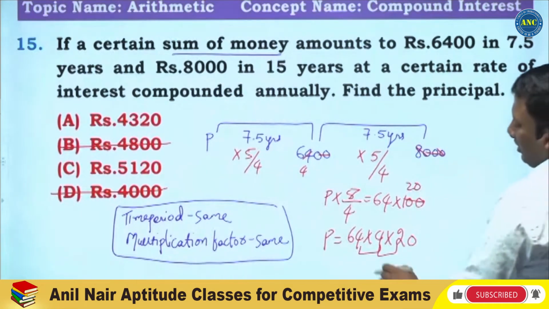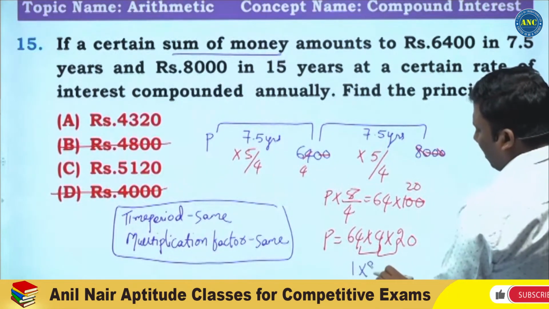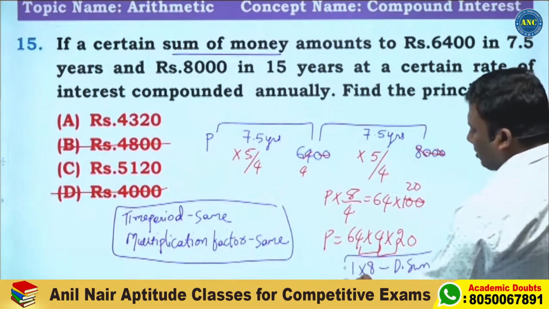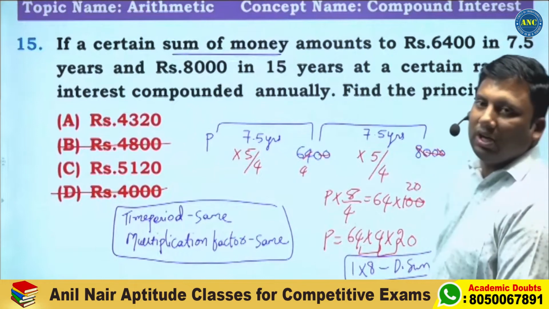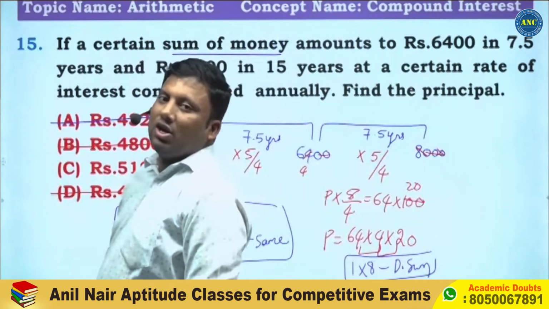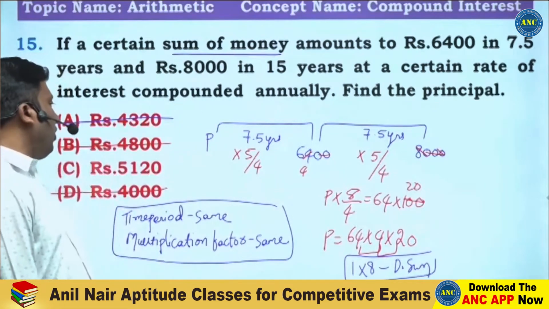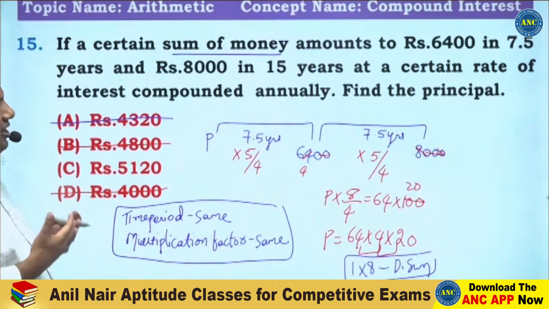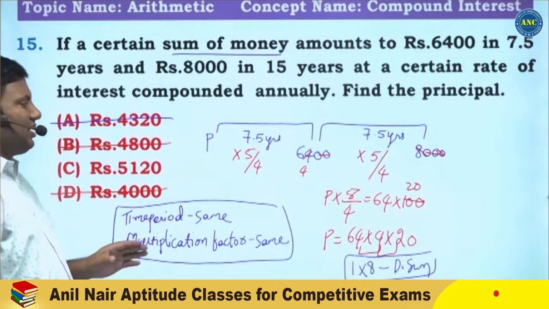Now the next one, these 1 and 4 2s are 8. The answer's digital sum should be 8. 4320, the answer's digital sum is 9. So the answer will be 5120. 5120. A very, very easy question that he is asking.